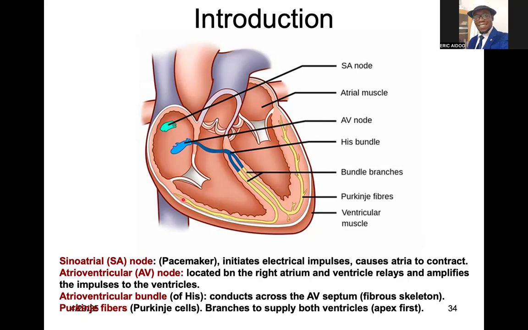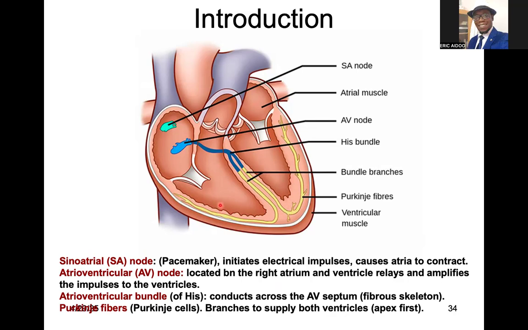Now, this atrioventricular bundle is held in place together with the septum by fibrous skeleton, as we will see in due course. Then, also interestingly, at the ventricular area, subendothelially, you have what we call the Purkinje fibres, which also branch to supply both the ventricles apex first. All right, so these specialized cells, as we will see, are not just like the ordinary myocytes. So they are conducting myocytes.